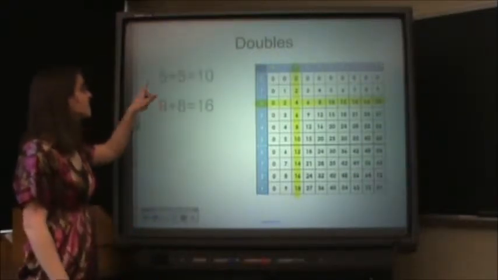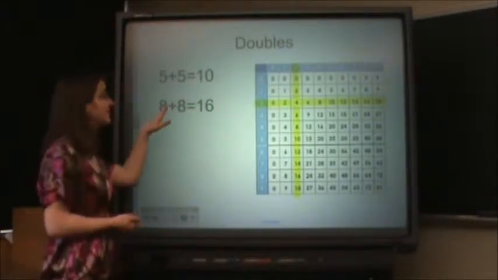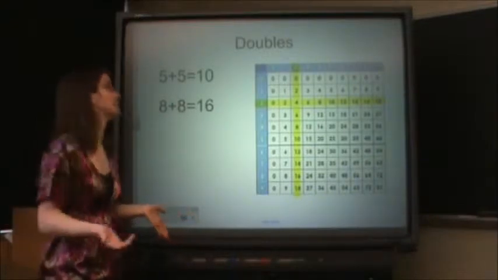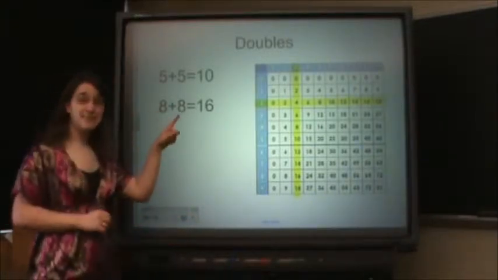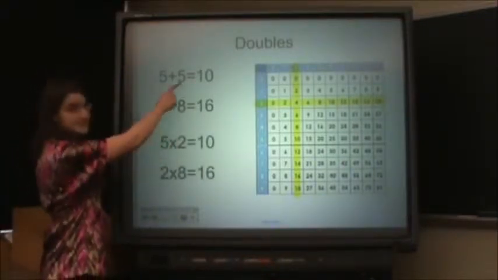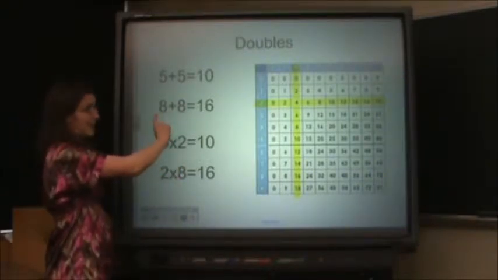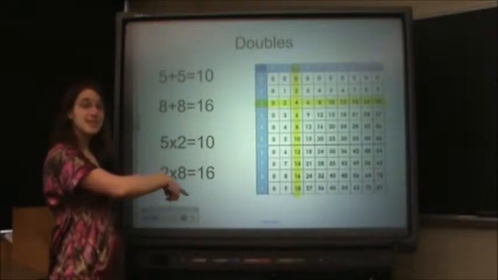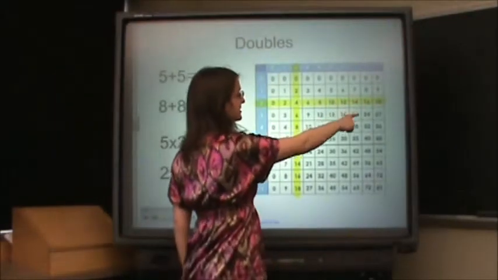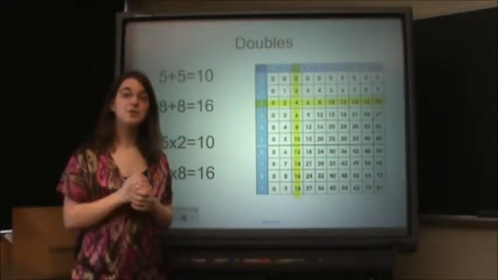If I wrote 5 plus 5 on the board and 8 plus 8, you would know pretty quickly that 5 plus 5 is 10 and 8 plus 8 is 16 because you've practiced those a lot. That's the same thing as writing out 5 times 2. Because remember, we have 2 sets of 5s, so we have 2 5s, and then 2 times 8, 2 sets of 8. Remember, we have 2 8s. So they're going to equal the same thing. So any multiplication fact that you multiply by 2, you can know really quickly.